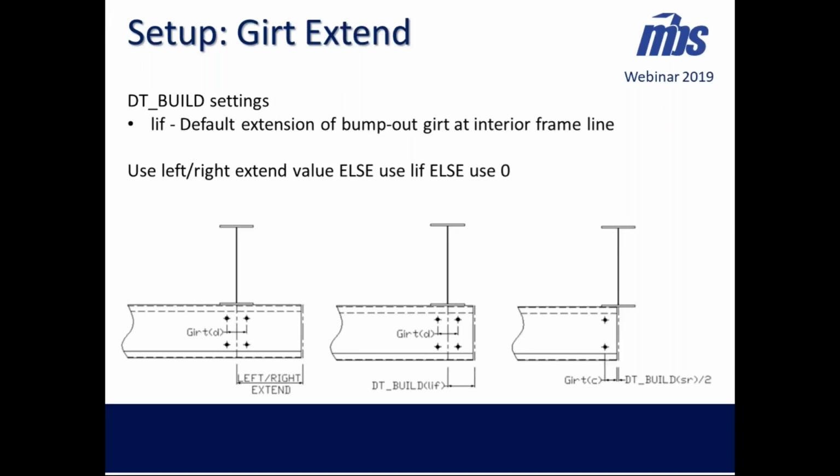Normally you can enter an extend amount. We don't allow you to go very excessively, maybe no more than 8 to 10 or 12 inches beyond that frame. But if you don't enter that value, we have a hard-coded parameter that you can set so it'll default to that. Otherwise, you'll get, like in the third case on the right, 0, so that girt will stop right at the web of that column.